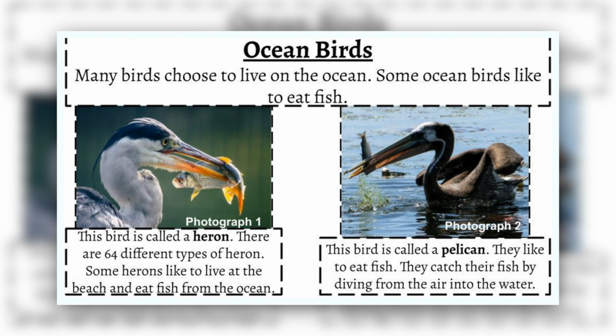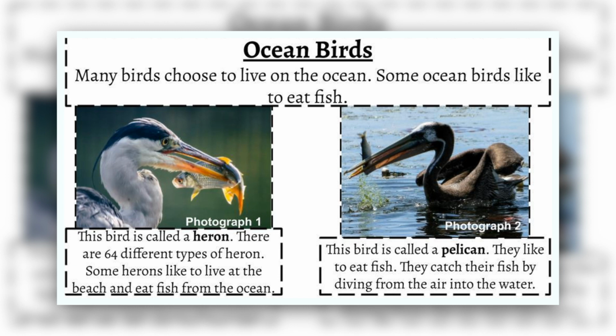Our first text is called Ocean Birds. I want you to follow along with your eyes as I read. Ocean birds. Many birds choose to live on the ocean. Some ocean birds like to eat fish.